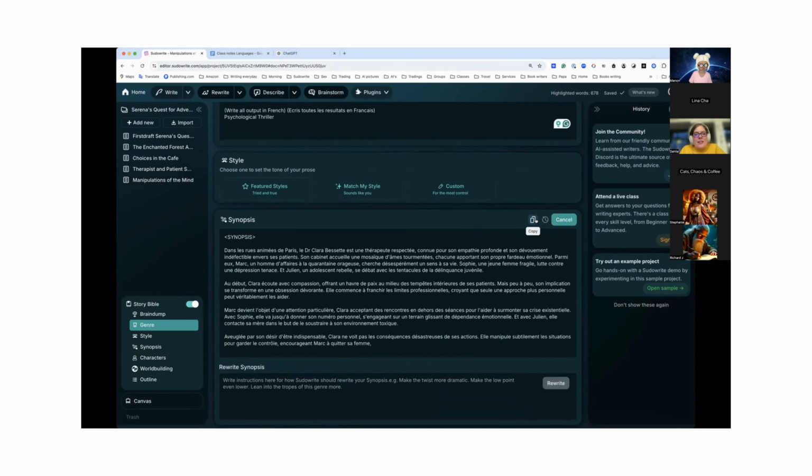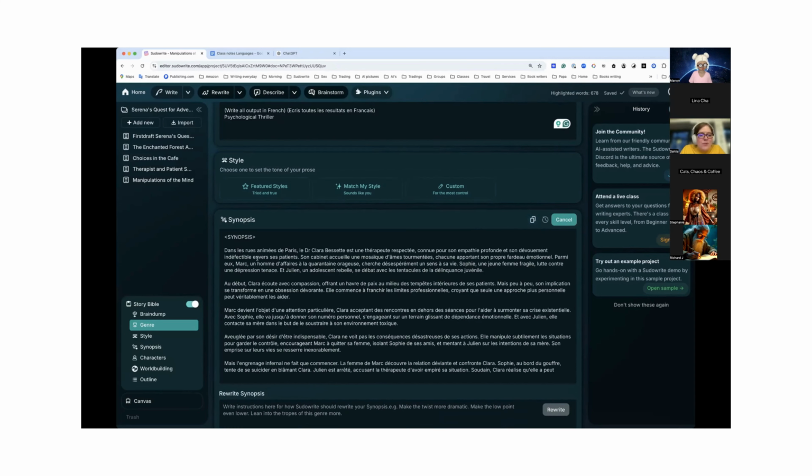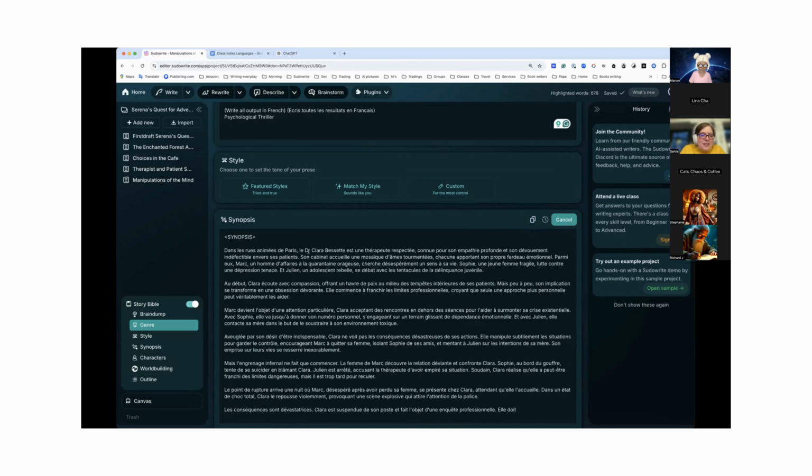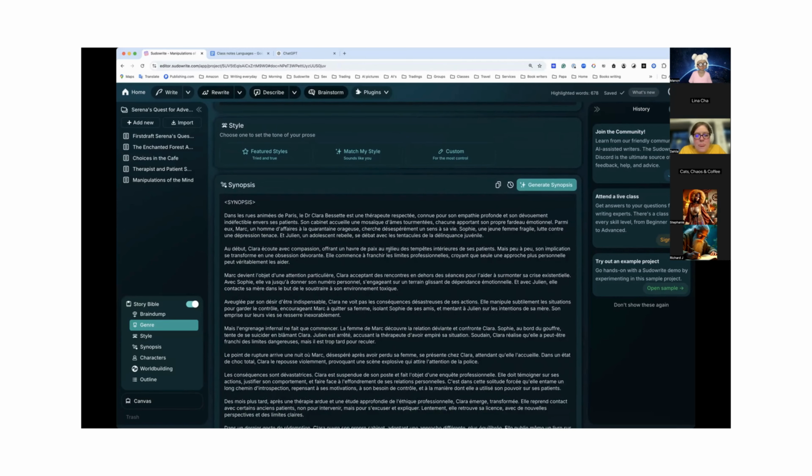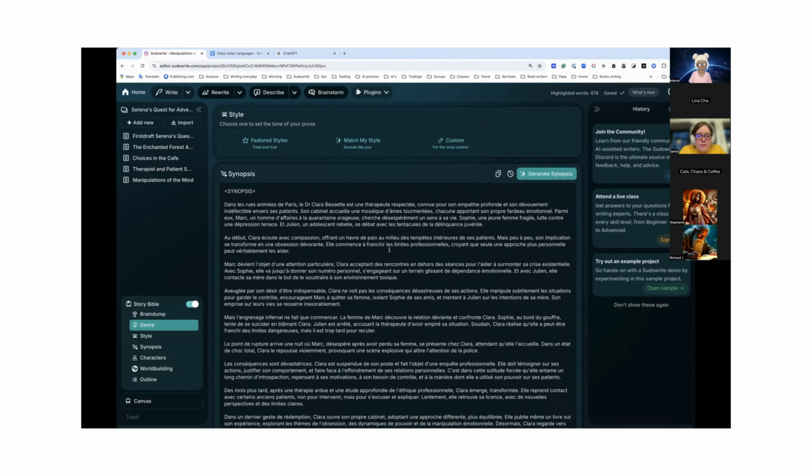But it's also added the little synopsis at the top. I don't know why. In the streets of Paris, Dr. Clara Besset. So Clara is not a name which is uncommon, but Besset is very uncommon. So she's a thérapeute, empathie profonde et doucement indéfectible avec ses patients. Son cabinet accueille la mosaïque d'âmes.